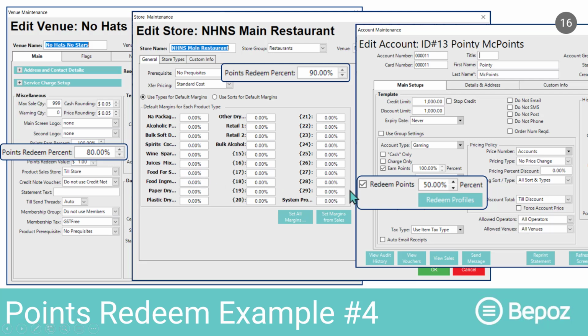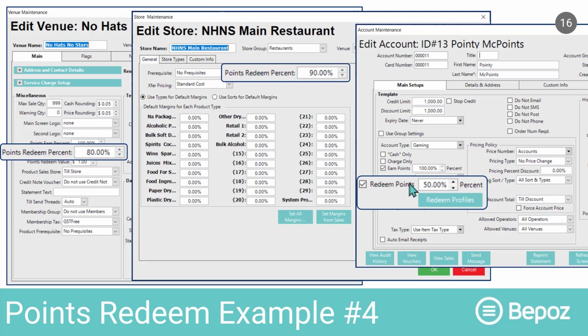Again, the redeem points profile, which sits at the global level and sets the initial rates per sort or type, I hadn't mentioned that for a couple minutes, but those are all set to 100% here for the redeem profile. But then for the venue, we've got 80% set there, which converted to a whole number is 0.8. 90% at the store level becomes 0.9. 50% at the account level becomes 0.5.